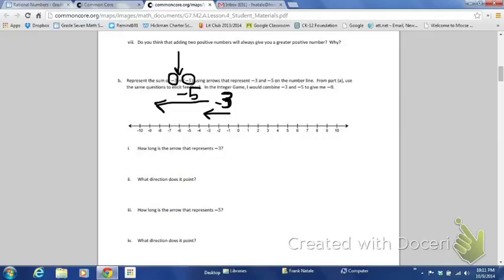So how long is the arrow that represents -3? And again, it is 3 units. It's not -3 units. It's 3 units. Very, very important. What direction does it point? Now here's what deems it positive or negative. In this case, negative. It's to the left.